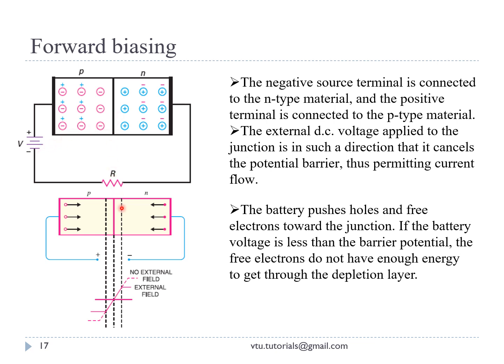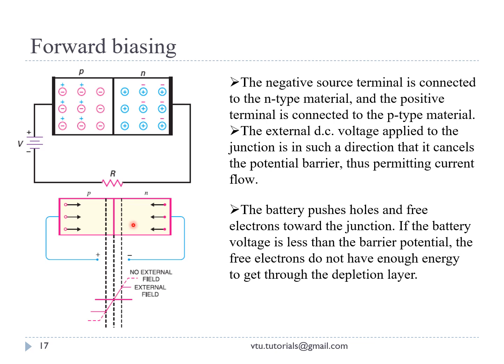So if the potential barrier is reduced, the free electrons from the N type will be pushed into the P type semiconductor. If the battery potential is less than the barrier potential, the free electrons do not have enough energy to get through the depletion region. When they enter the depletion region, the ions will push them back into the N region. Because of this, there is no current through the diode.